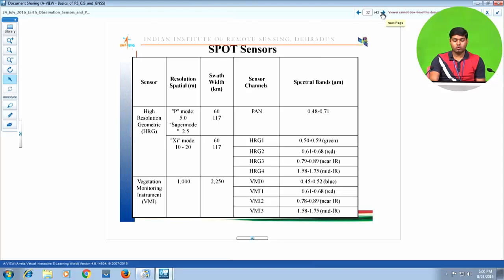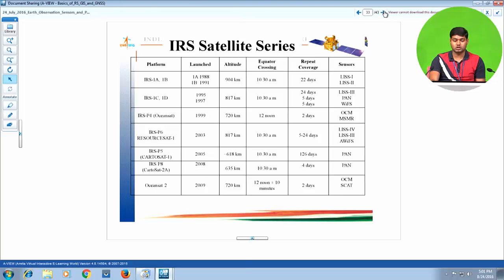Now these are some more sensors. P mode means panchromatic mode and super mode means 2.5 meter. Why is it written as super mode? Because this sensor has the capability to generate data with higher spatial resolution. They provide data at 5 meter, but after certain image processing they are able to provide data with 2.5 meter resolution. And this is the vegetation monitoring instrument with 1000 meter spatial resolution. These sensors are also available with the SPOT series of satellites.